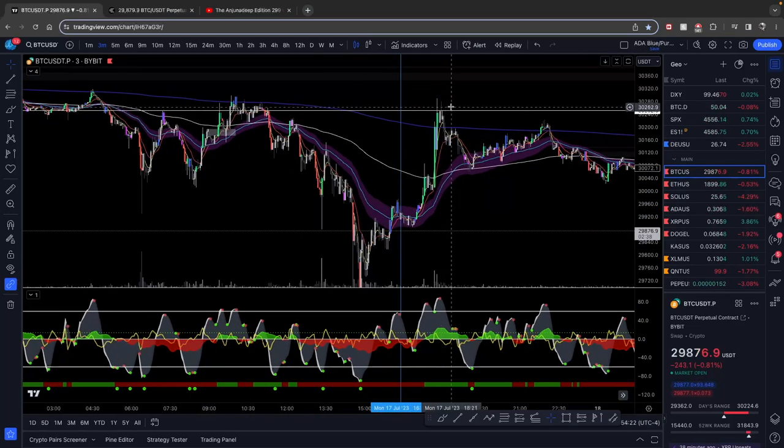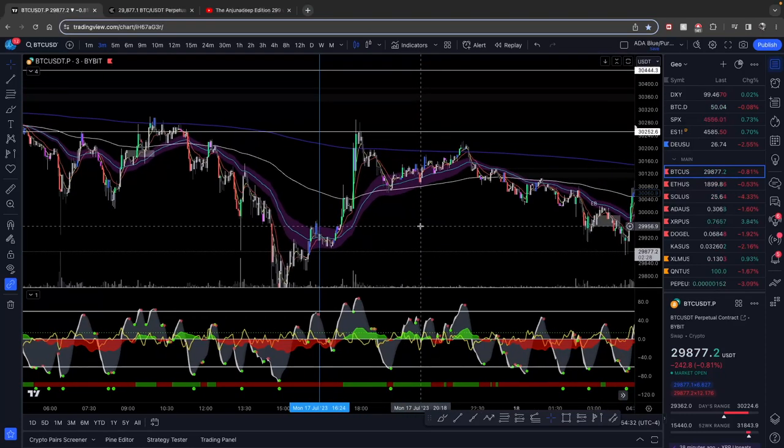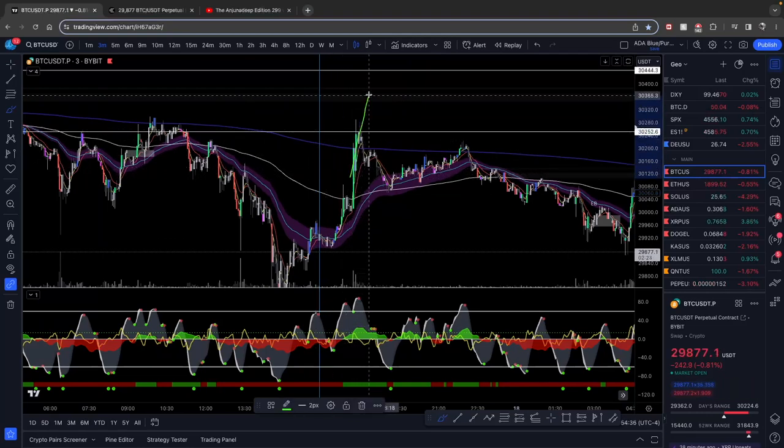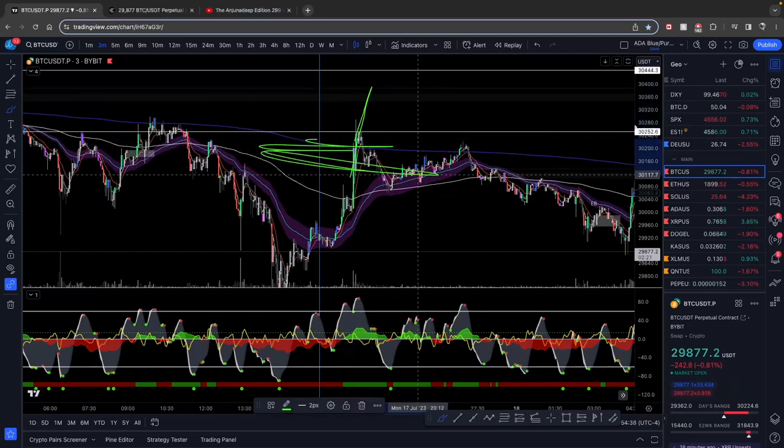However, we're at resistance. So we're not longing here. No matter what, we're not longing. If we are going to long this level on a cheat sheet entry, what we do is we wait for price to break above. It has to break above. You do not long here.